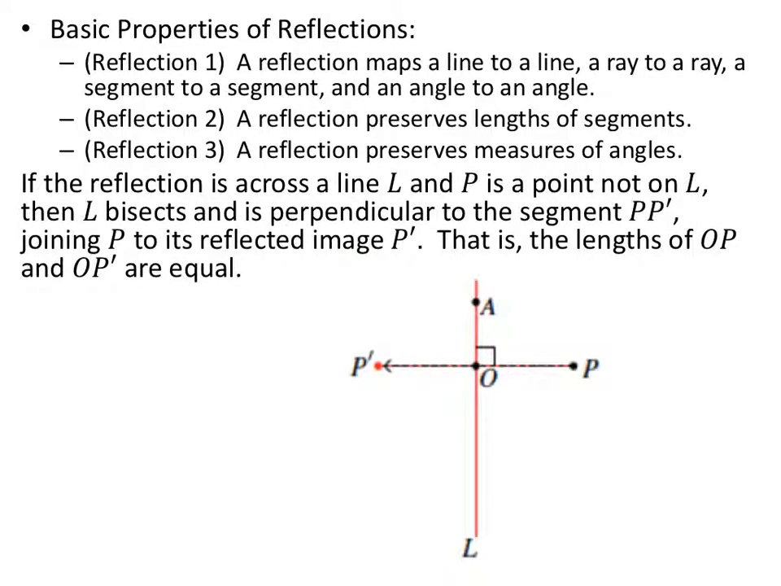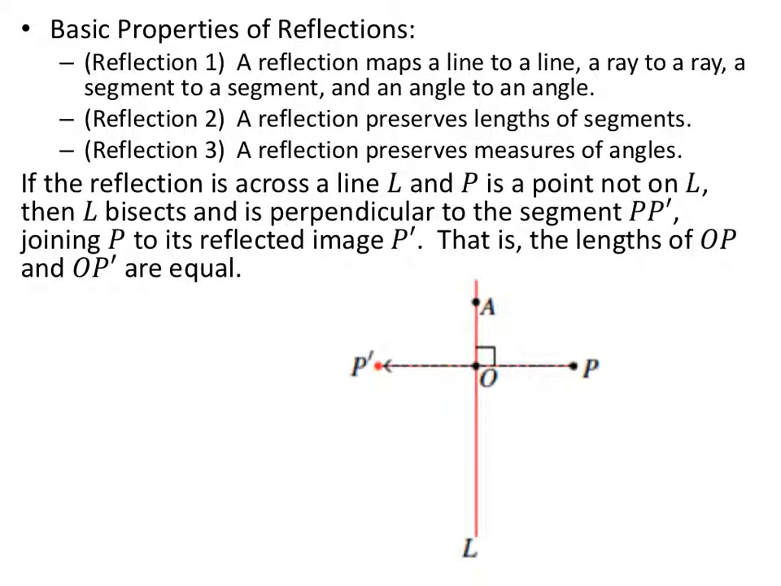Alright, just below that in the box, you have something like this. We're going to read these. So this first point, a reflection maps a line to a line, a ray to a ray, a segment to a segment, and an angle to an angle. The second one, a reflection preserves length of segments. And the third one, a reflection preserves measures of angles.